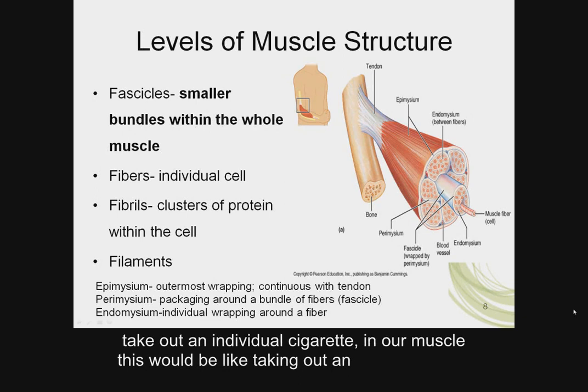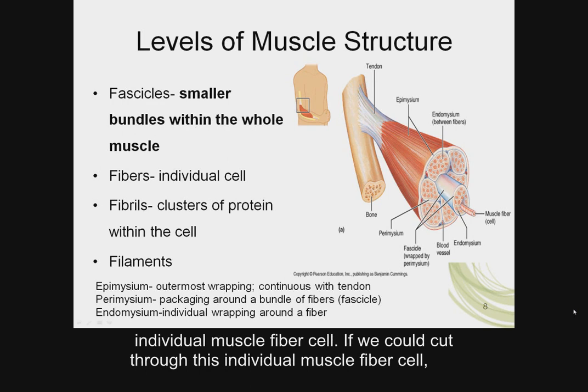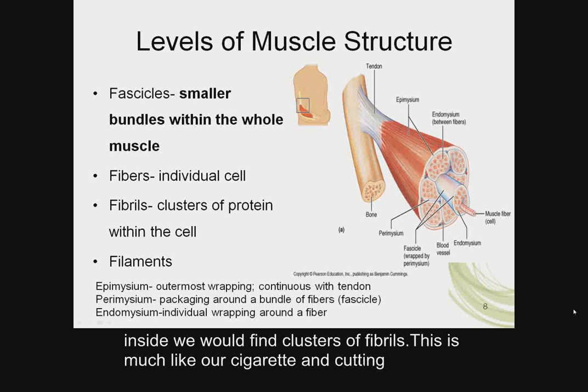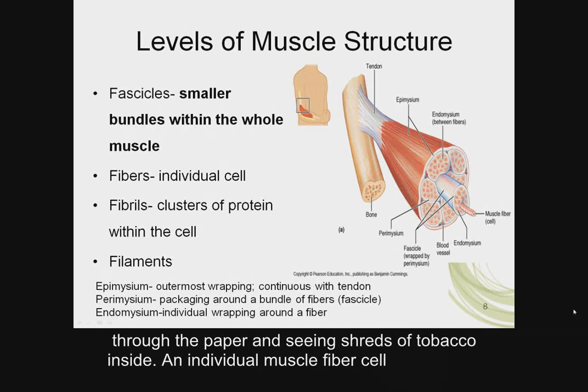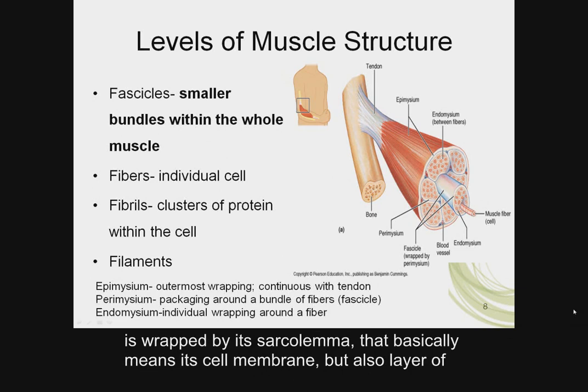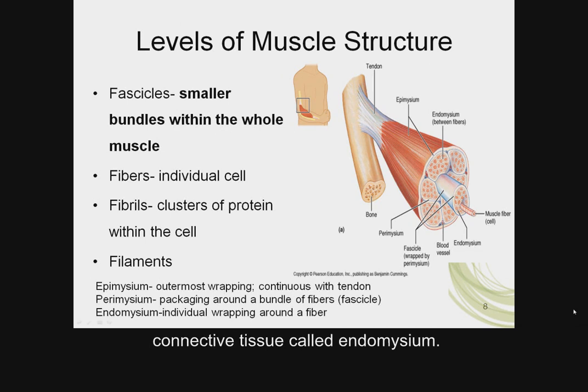Now, take out an individual cigarette. In our muscle, this would be like taking out an individual muscle fiber cell. If we could cut through this individual muscle fiber cell, inside we would find clusters of fibrils. This is much like our cigarette, cutting through the paper and seeing shreds of tobacco inside. An individual muscle fiber cell is wrapped by its sarcolemma. That basically means its cell membrane, but also a layer of connective tissue called endomysium.